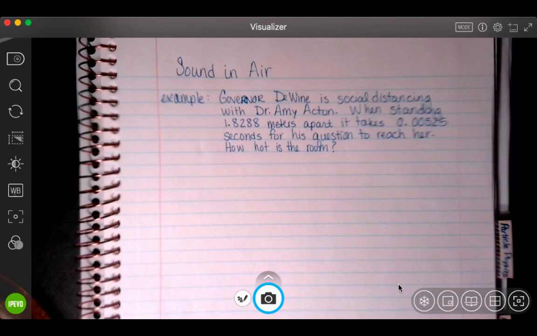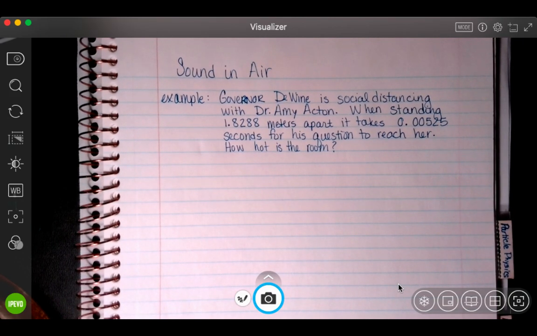And now for the sound and air example. Again, another social distancing one. So this time, Governor DeWine is social distancing during one of his daily press conferences with Dr. Amy Acton. When they are standing 1.8288 meters apart, which we now know is our 6 feet minimum, it will take 0.00525 seconds for his question to reach her.